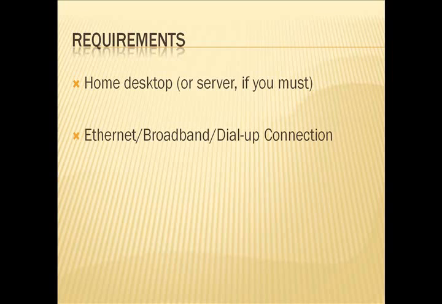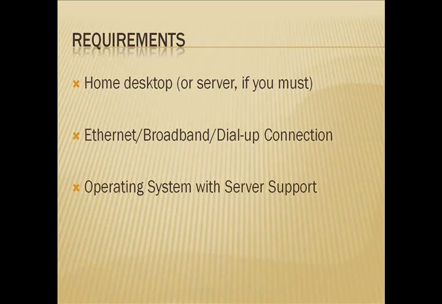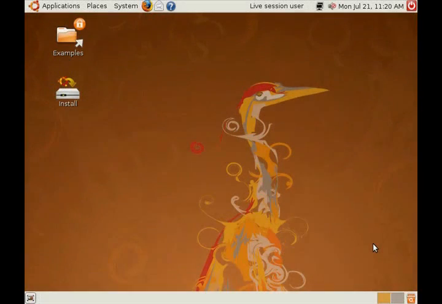You're also going to need an Ethernet or a dial-up connection to the internet. This is also vital because you couldn't access the server otherwise. Thirdly, you're going to need an operating system that's capable of supporting server software. I find that Linux, with its built-in packages for server support, works best for me. Thus, in this video I'm going to be using Ubuntu, a distribution based on the Debian package created by Canonical Group.